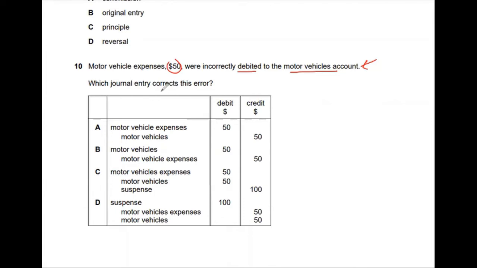So which journal entry corrects this error? You have to reduce the motor vehicle account, and then increase motor vehicle expense. So you have to debit motor vehicle expense account and then credit motor vehicle account, right? That's what you have to do, and you can see that that's option A.